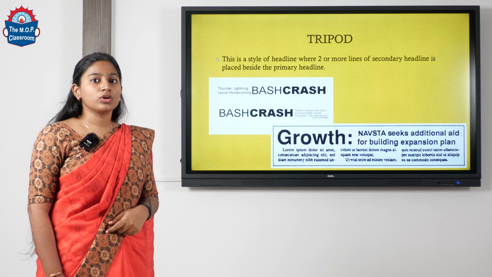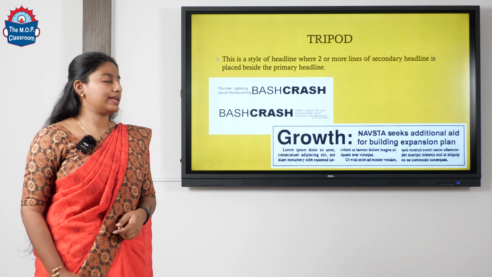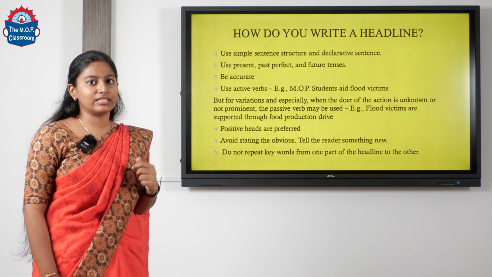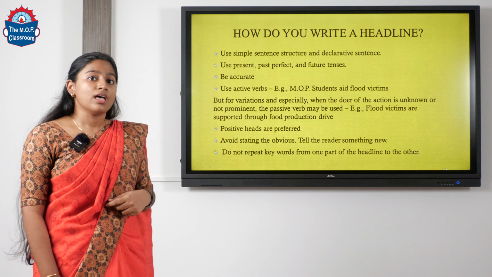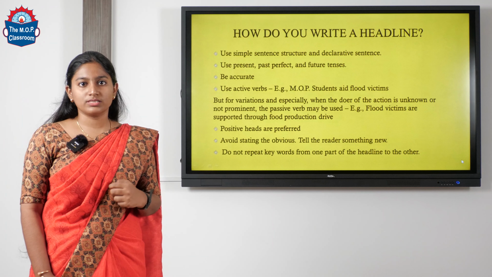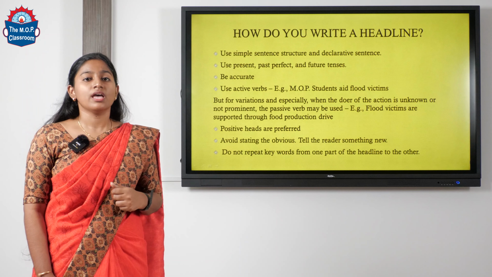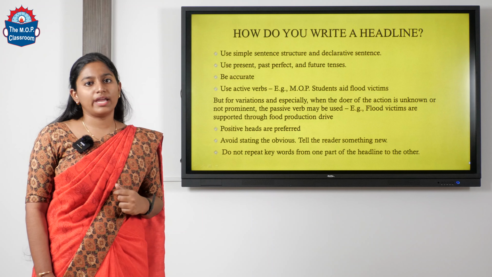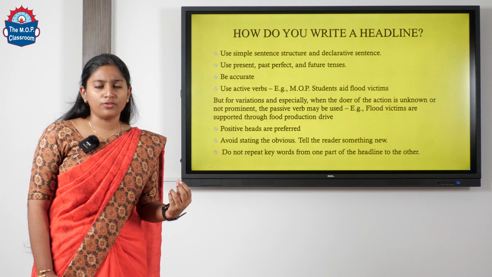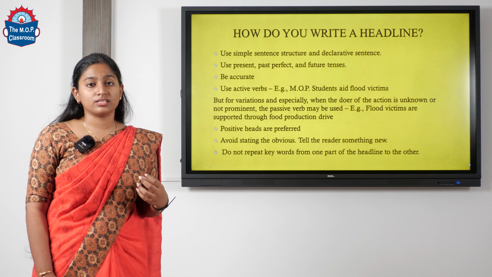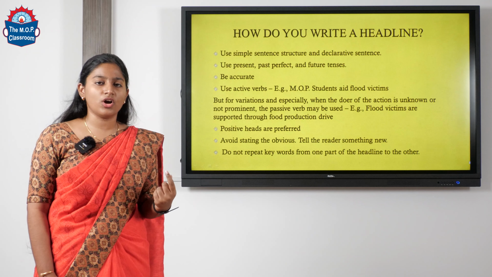Now we'll look at how to write a headline. First, you have to use simple and declarative sentences, because as we all know there are 2 types of news, that is hard news and soft news. Hard news deals with more serious subjects, whereas soft news is for entertainment. So for soft news, you could use interrogative, imperative or exclamatory sentences in your headline.